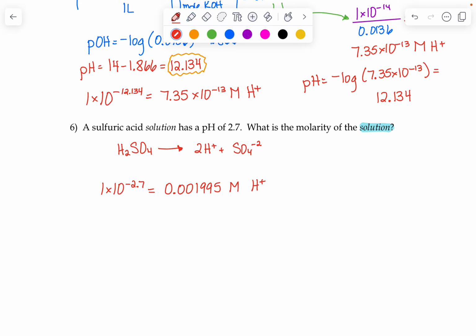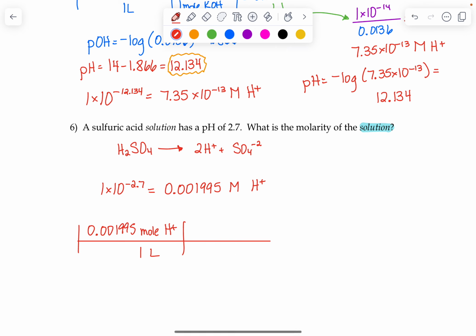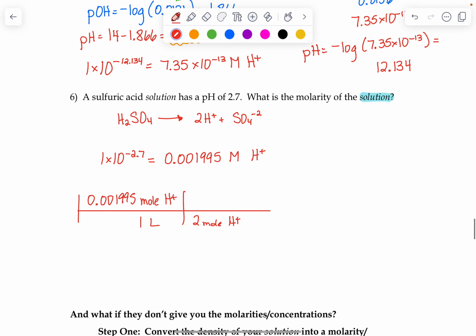So isn't that capital M an abbreviation for moles of H+ per liter? And I want the molarity of not just the H+, but the whole sulfuric acid. Well, you can see from my balanced equation up above that there's 2 moles of H+ per 1 mole of H2SO4. So the molarity of my whole chemical is going to end up being half that of the ion.